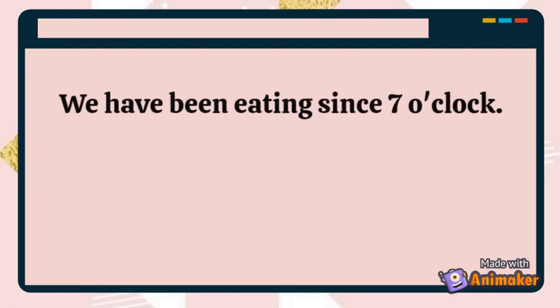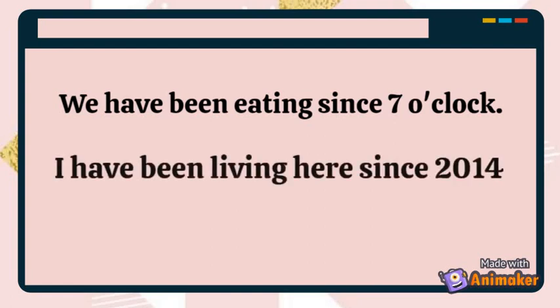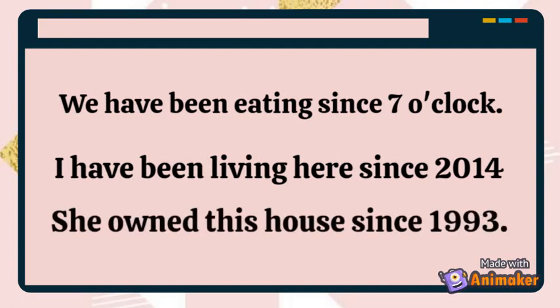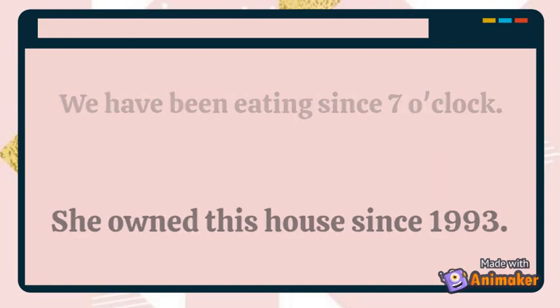So here are some example sentences. We have been eating since 7 o'clock. That means the period of our eating started at 7 and it is still continuing. After that, I have been living here since 2014. That means we started living here in 2014 and we are still living here. She has owned this house since 1993. So 1993 is the starting point here.